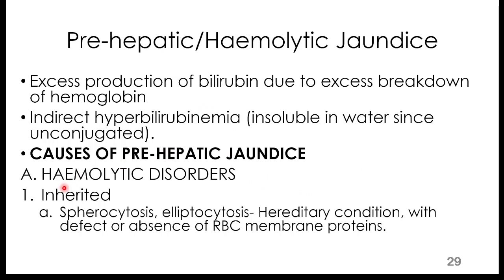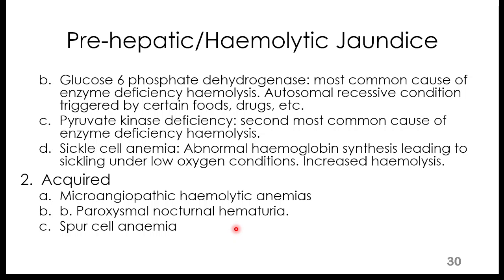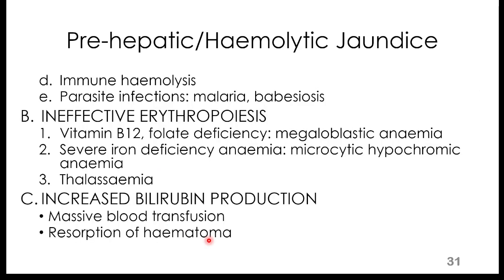So there are so many hemolytic disorders from whichever type: inherited spherocytosis, elliptocytosis, and so on. Glucose-6-phosphate dehydrogenase deficiency, pyruvate kinase deficiency, sickle cell anemia. It may be acquired, such as microangiopathic hemolytic anemias, paroxysmal nocturnal hemoglobinuria, immune hemolysis, parasite infections such as malaria. So anything that destroys red blood cells, right?